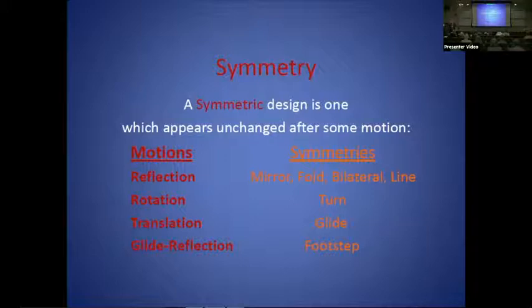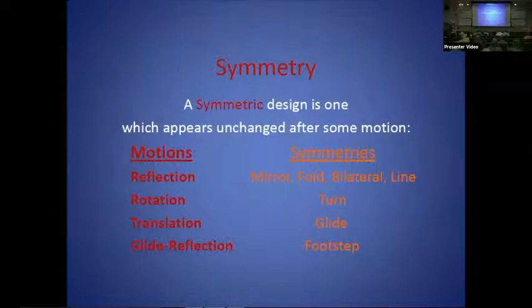has translation symmetry or glide symmetry. So you can think of something being translated as it's being glided, or maybe glid. I'm not sure what the past tense of glide is. It's probably glided. Then finally, there's something called glide reflection symmetry.